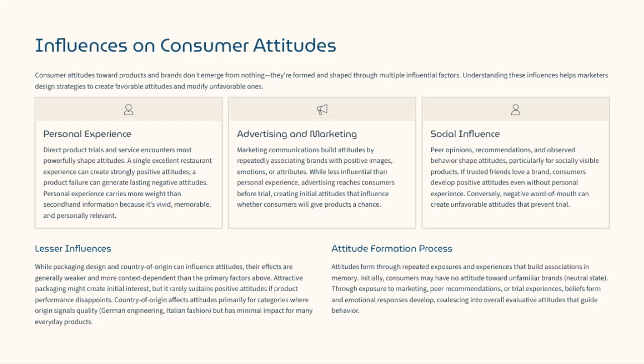Attitudes form through repeated exposures and experiences that build associations in our memory. At first, consumers might have no particular attitude toward unfamiliar brands, meaning they're in a neutral state. But as they encounter marketing messages, hear peer recommendations, or try the product themselves, their beliefs begin to develop, and emotional responses start to form. Over time, these beliefs and feelings combine into overall evaluative attitudes that guide future behavior.